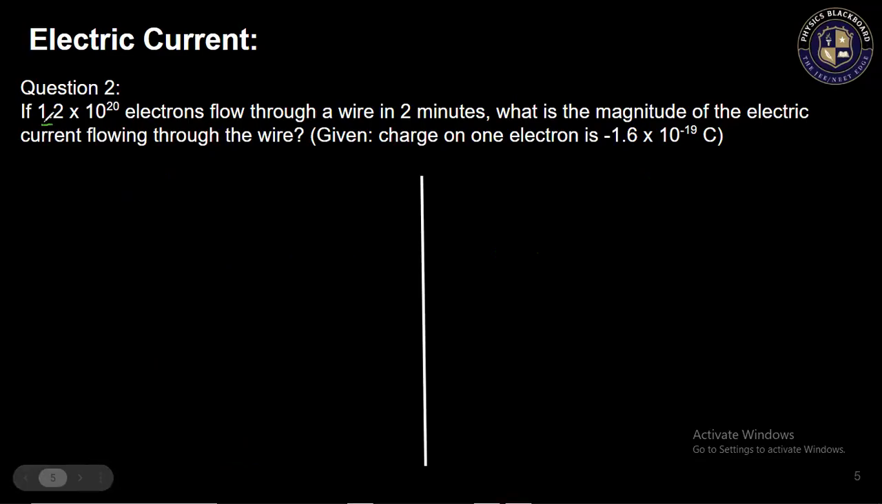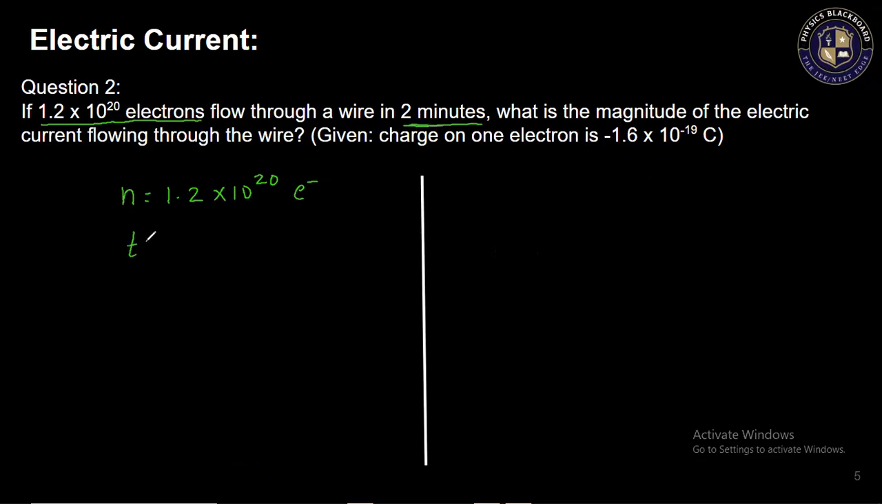Here the number of electrons is given. That is, 1.2 into 10 power 20 electrons flow through a wire in 2 minutes. Let's say the number of electrons, N is equal to 1.2 into 10 power 20, are flowing through a wire in 2 minutes. That is time. I will convert these minutes into seconds. 1 minute is equal to 60 seconds, right? So what will you get? 2 6s are 12, 120 seconds.